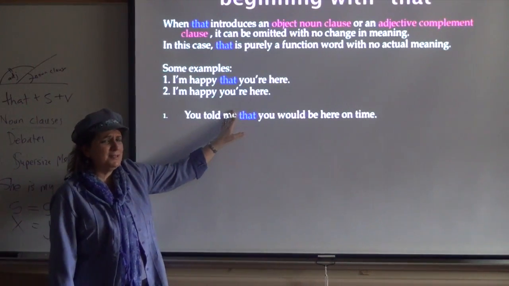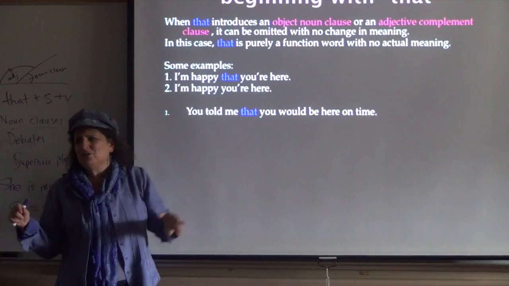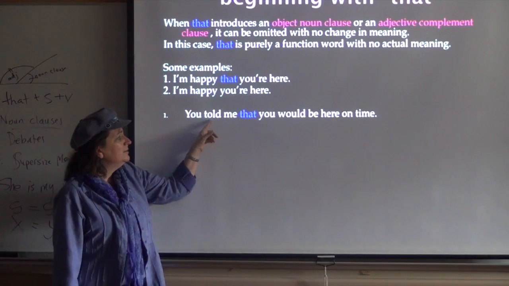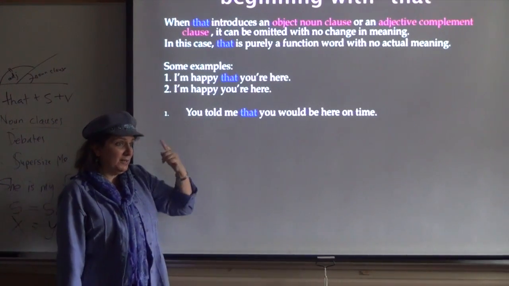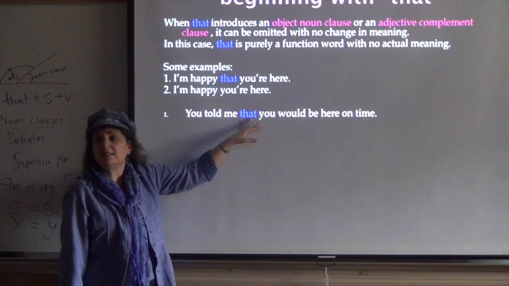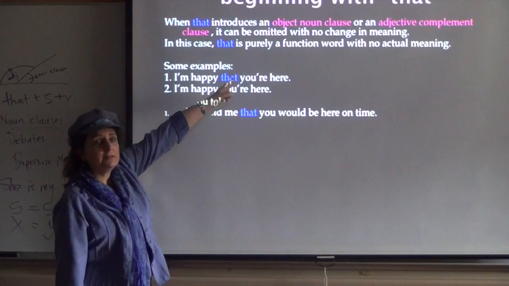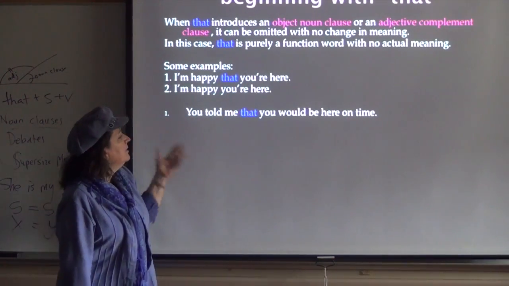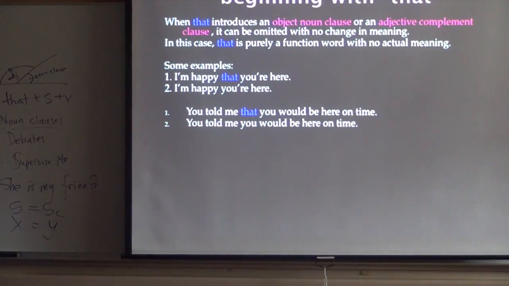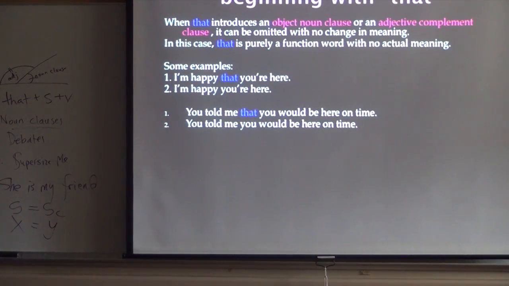I want to say that it's possible to have a direct object and an indirect object. So you told who? Me. What did you tell me? So this functions as the object noun clause. It's the object. And because of that, we can remove it with no change in meaning. Everybody with me? You told me you would be here on time. Both sentences have the same meaning.